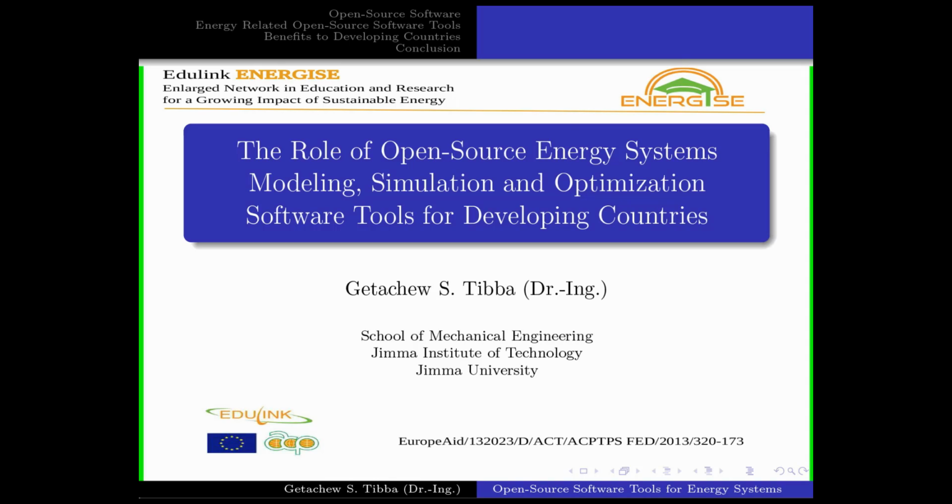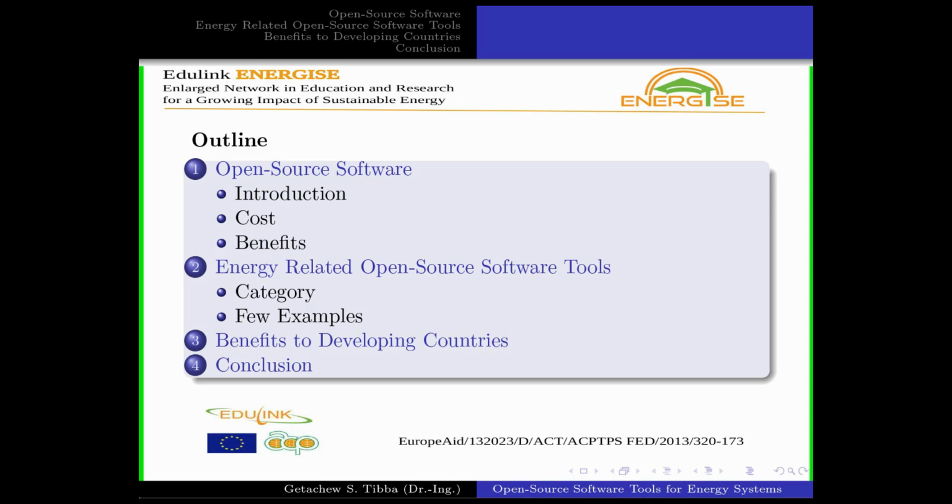Here is the outline of the webinar. The first topic is what open source software is, and under that we have an introduction, costs and benefits, and general benefits. The second topic focuses on open source software tools related to energy. Under this we will see some categories of these tools, and very few examples of each category.